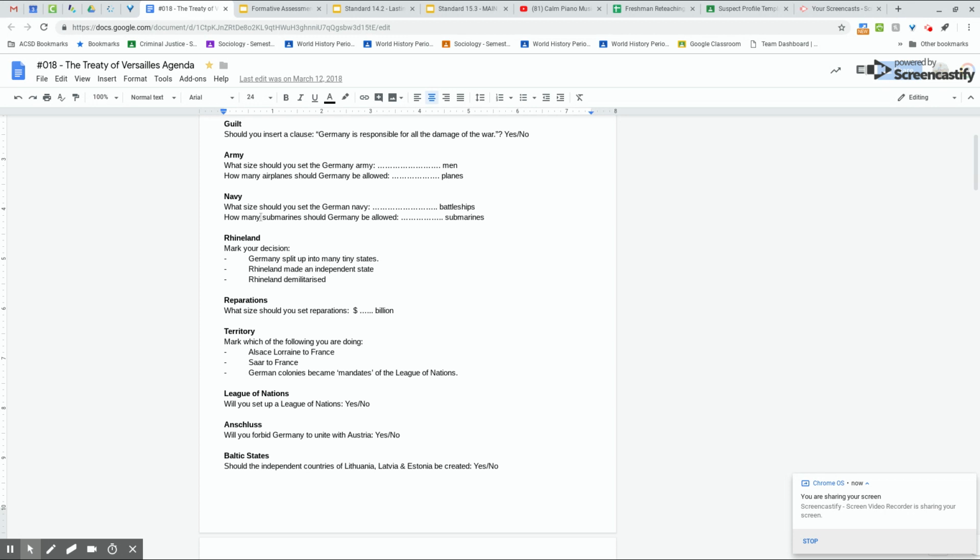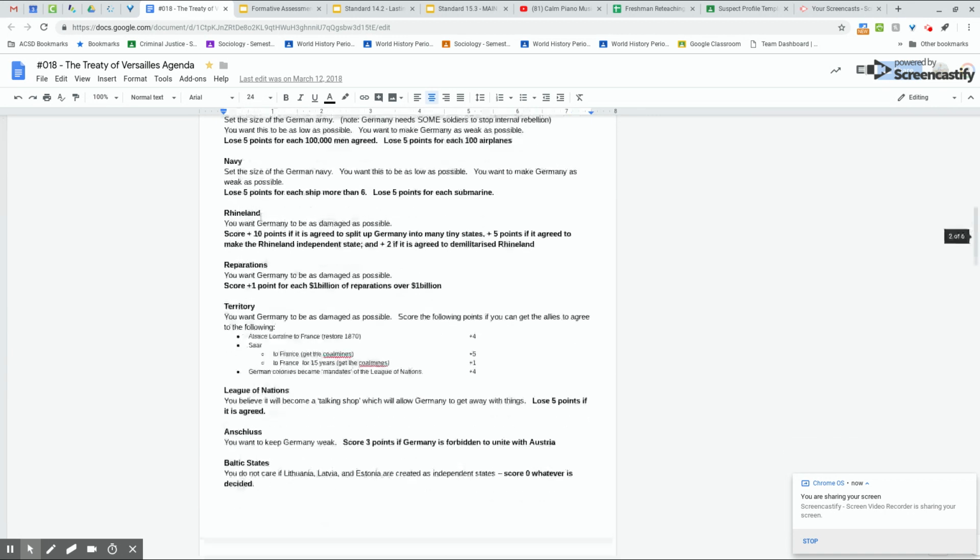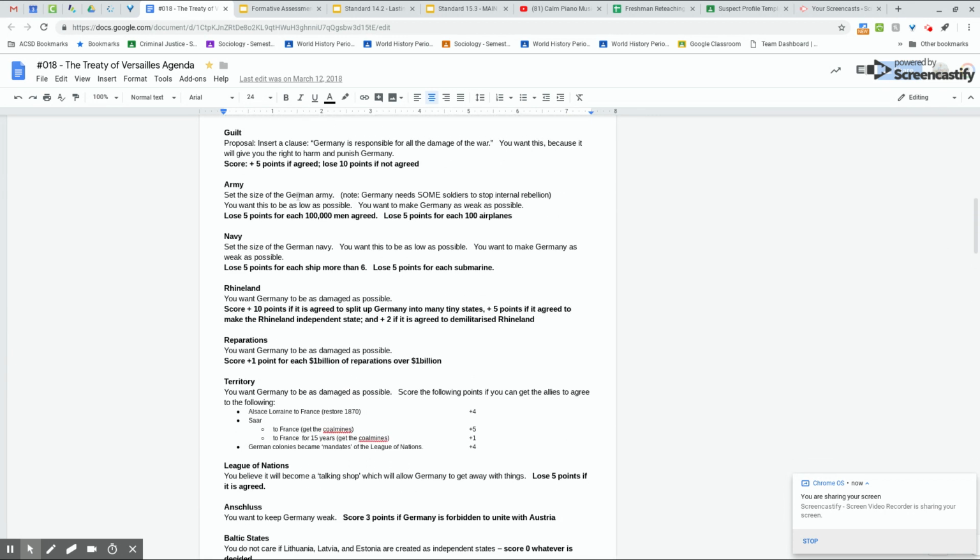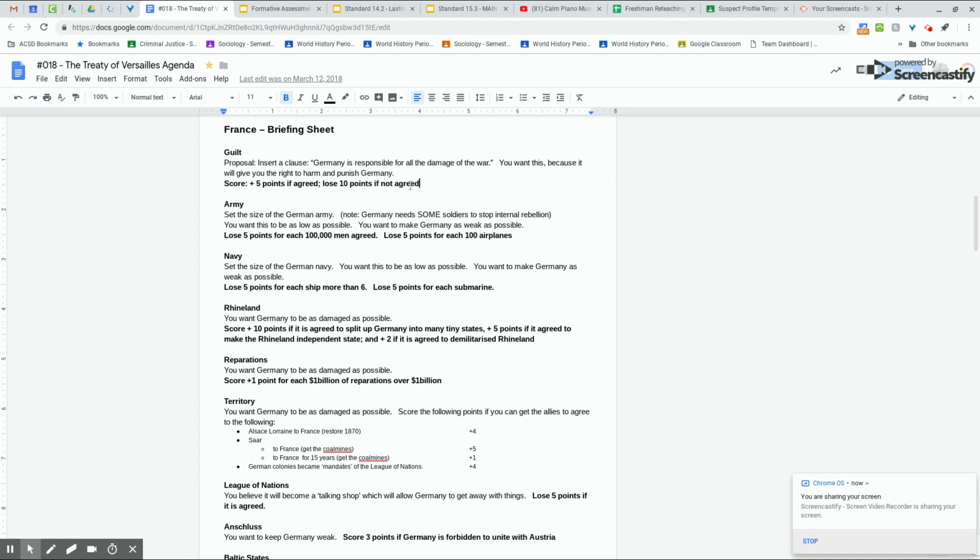And so it's kind of a little bit of a game for the students of trying to figure out how do I negotiate for the things that we want. If you notice, and you're going to want to read through this a little bit yourself, if things are decided certain ways, it might cause a country to win points or lose points. So in this first guilt clause, Germany is responsible for all damages, France wants the decision to be yes, because they would gain 5 points.